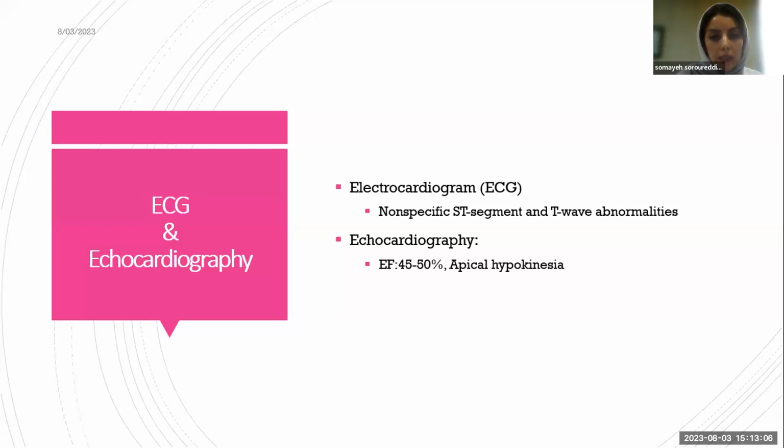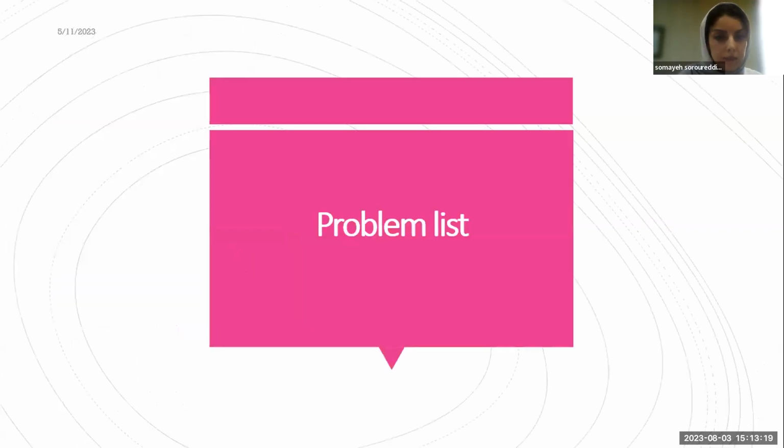On EKG, she had non-specific ST segment and T-wave abnormalities. Her echocardiography showed an ejection fraction of 45 to 50%, and she had apical hypokinesia. And now, about the patient's problem list.